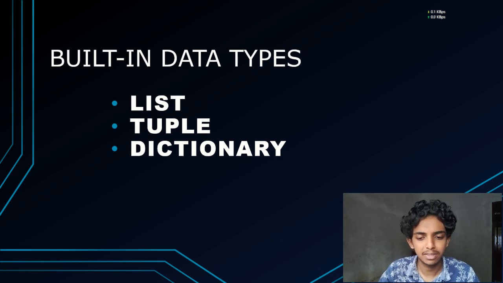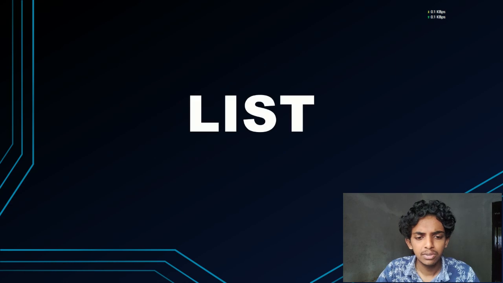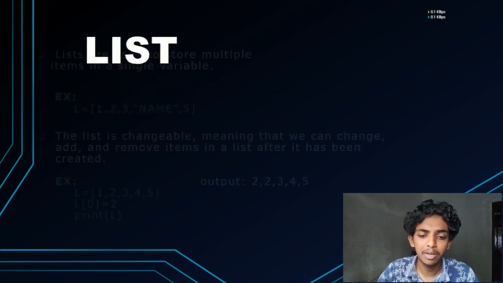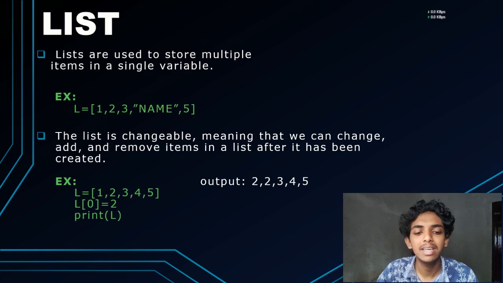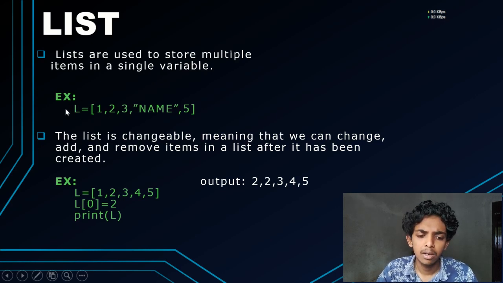List. First of all, list. Lists are used to store multiple items in a single variable. Here we can see L is a list and it consists of 1, 2, 3, a name, and also 5. If you want to access this list, just use L, that's the name of the list. And the list is changeable, meaning that we can change, add and remove items in a list after it has been created.